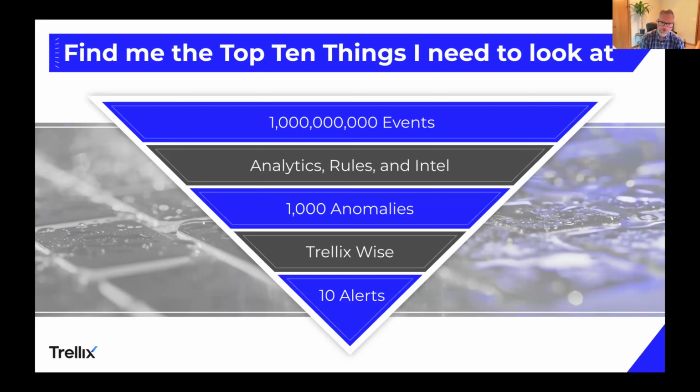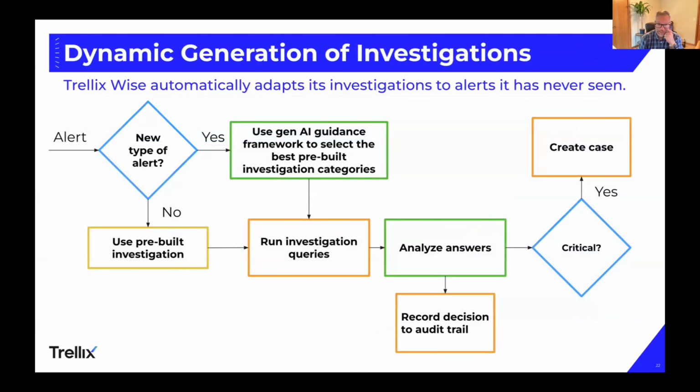And so that's where we built Trellix Wise, which uses Gen AI to make that decision: which of those 1,000 are most important for a human to look at? That was the goal, and that's the problem we're solving. And it got really interesting with the ability to take a mix of our pre-built investigations, which are spot on, and dynamically morph those if necessary for anything we haven't seen before.